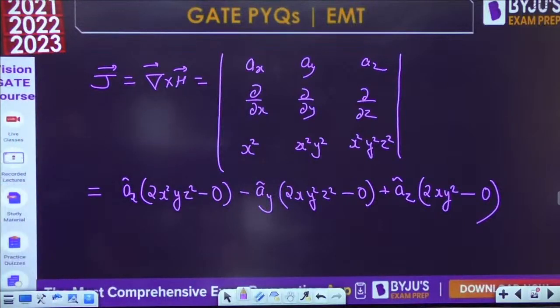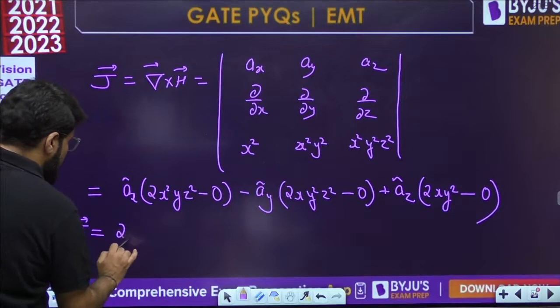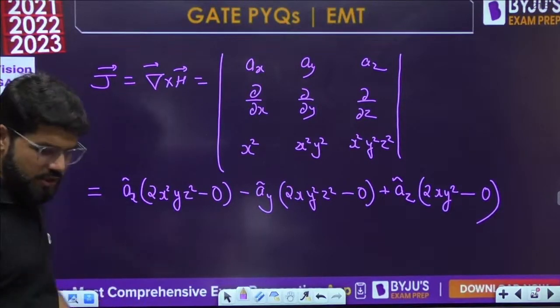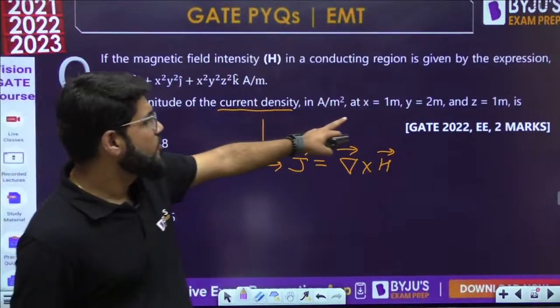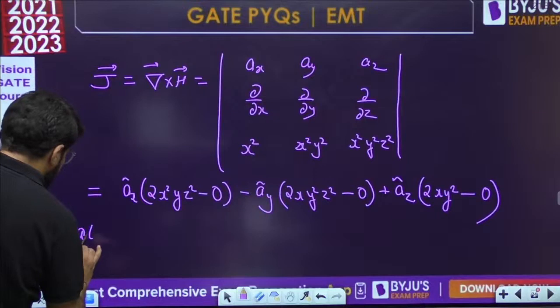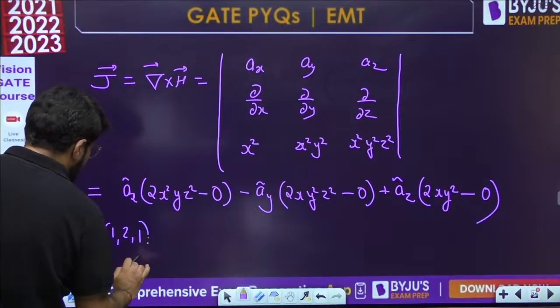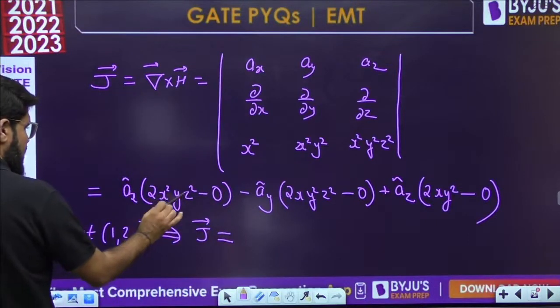Now, what is the current density? It is a numerical answer type question, so they are asking for a numeric value at 1, 2, and 1. At the coordinates x equal to 1, y equal to 2, z equal to 1, what is going to be J?